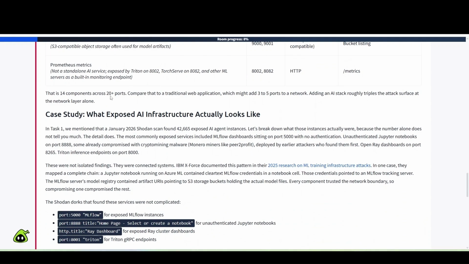That is 14 components across 20 plus ports. Compare that to a traditional web application, which might add 3 to 5 ports to a network. Adding an AI stack roughly triples the attack surface at the network layer alone. Case study: what exposed AI infrastructure actually looks like. So let's take a look at this here.